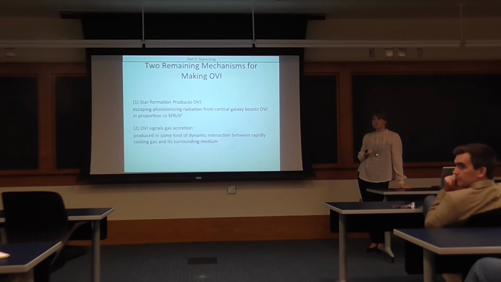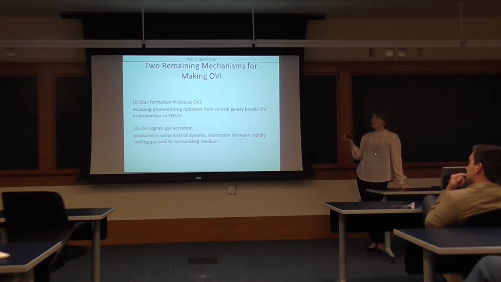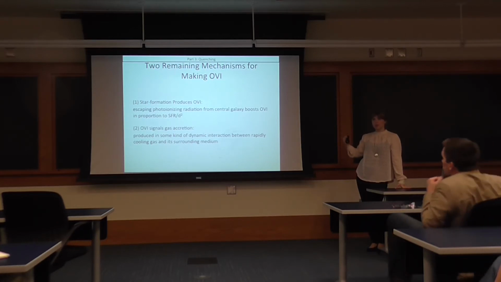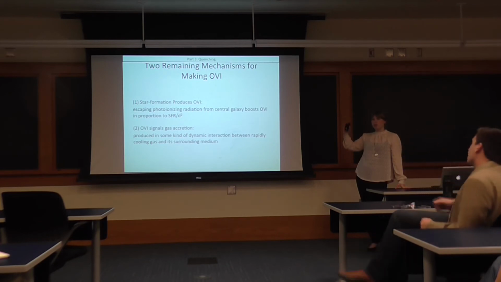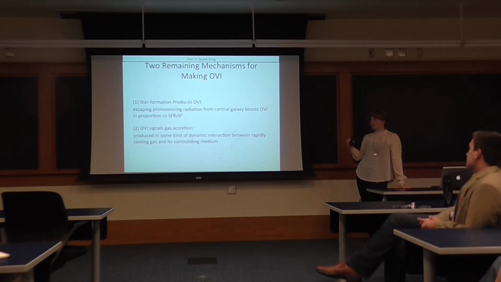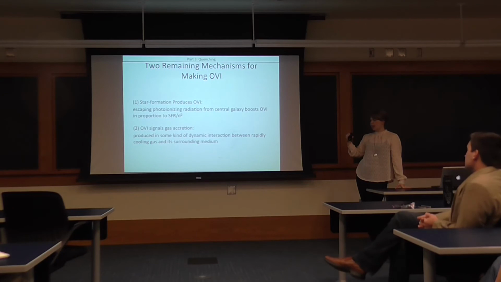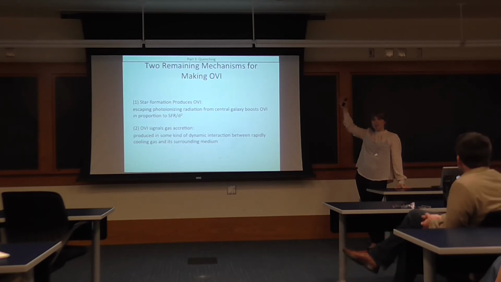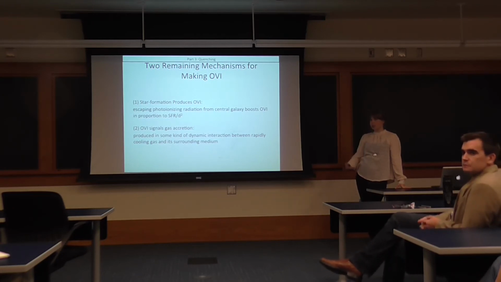Why can't it just be outflows from star-forming regions? So the outflows from star-forming regions we think are mostly at a lower temperature range. The bulk of the material is about 10 to the 4 Kelvin, at this sort of warm photoionized phase. But if you have this extra component that's sort of heating this oxygen-6, then maybe, yeah, you can get there in that way.